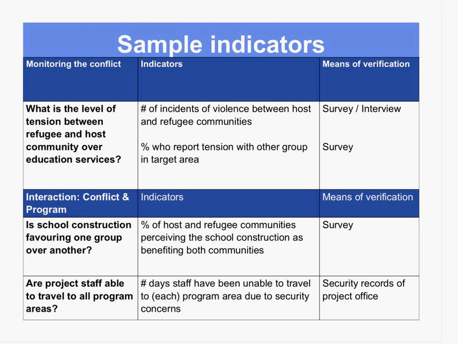A qualitative question that you might also want to include in a survey to address this overall topic of level of tension between refugee and host community for education services: I want to ask, how have the education services, or maybe specifically this temporary learning space, affected the relationship between the refugee and host community? Or if there has already been some conflict, we might want to ask, why has the temporary learning space contributed to rising tensions between these two groups?